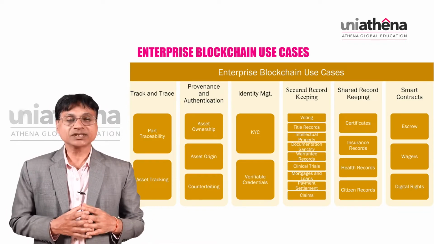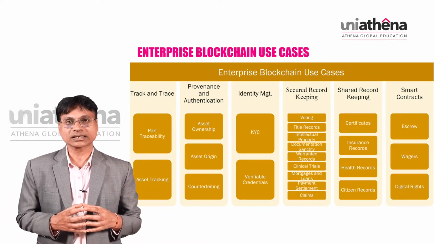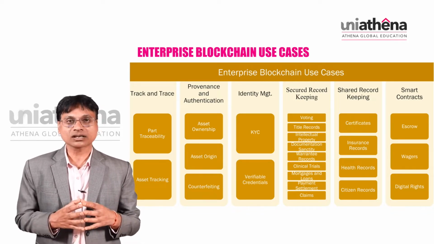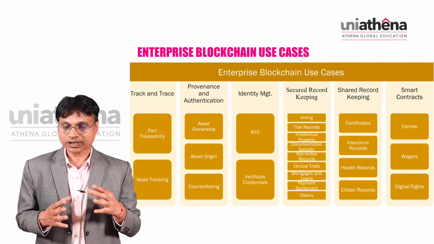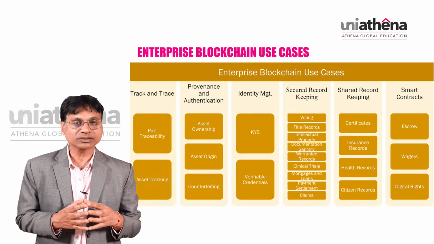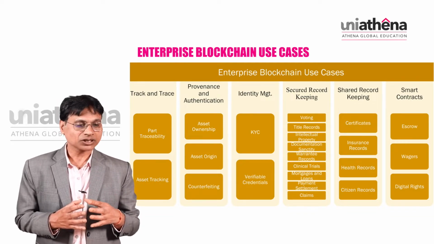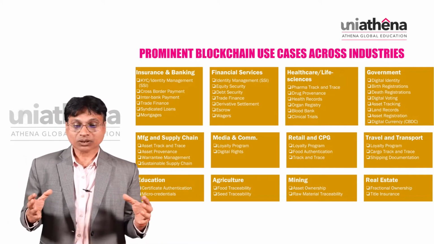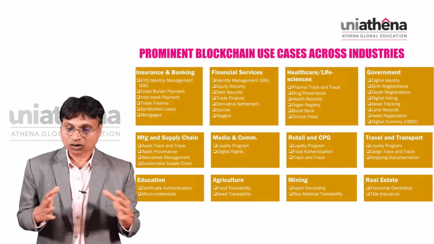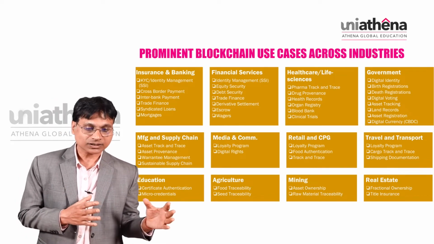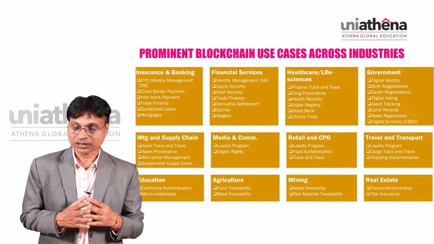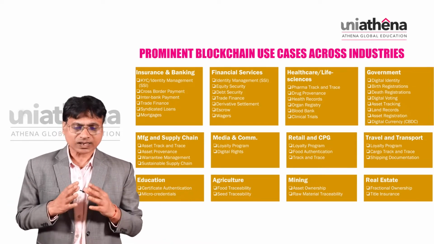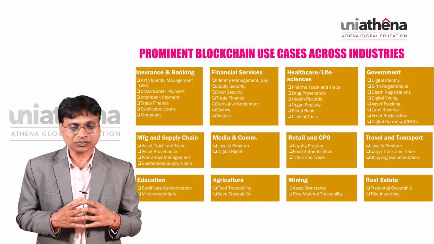We have also seen the enterprise blockchain use cases in earlier lessons. We can have different kinds of use cases for enterprise blockchain: track and trace, provenance and authentication, identity management, security, record keeping, shared record keeping, smart contracts. And blockchain can be used practically across all industries, whether it's insurance, banking, financial, healthcare, government, mining, real estate, manufacturing, supply chain, education, agriculture, everywhere. There are hundreds and hundreds of different kinds of blockchain use cases.